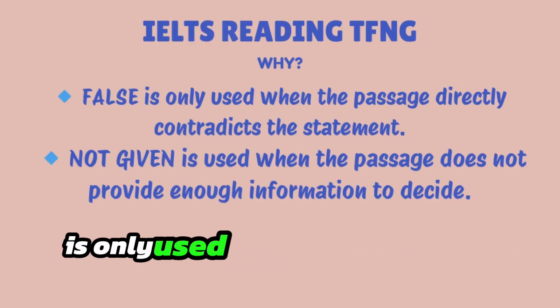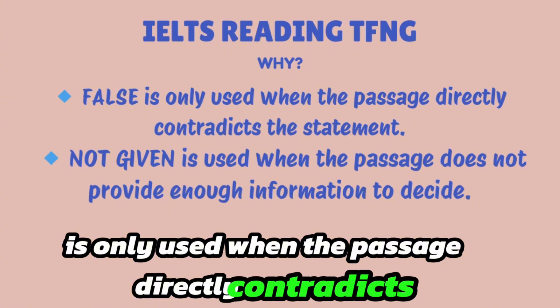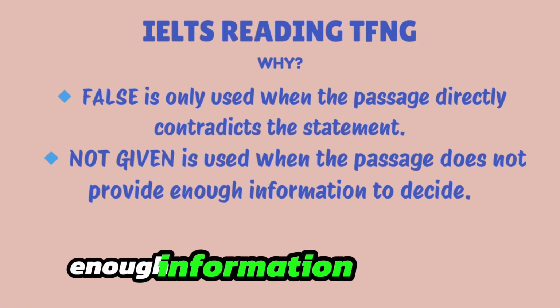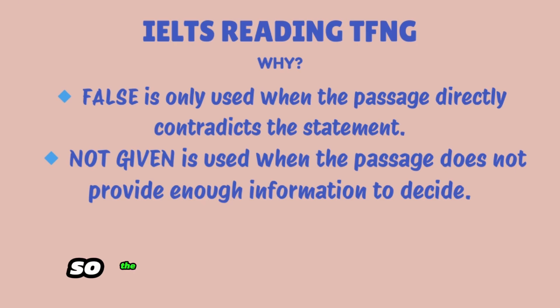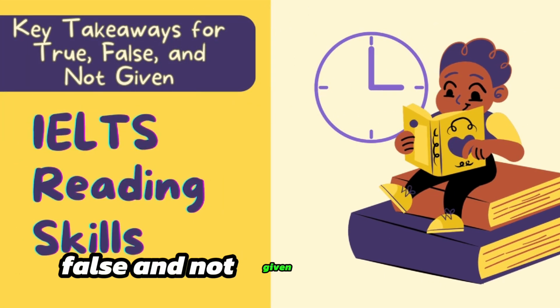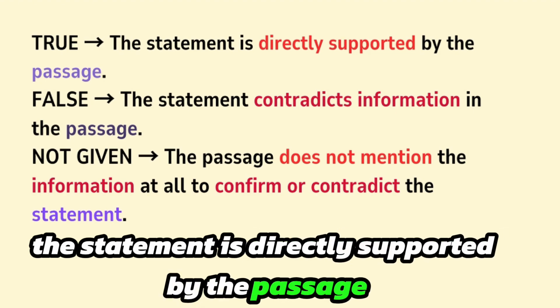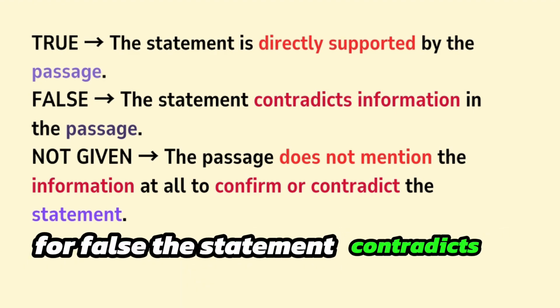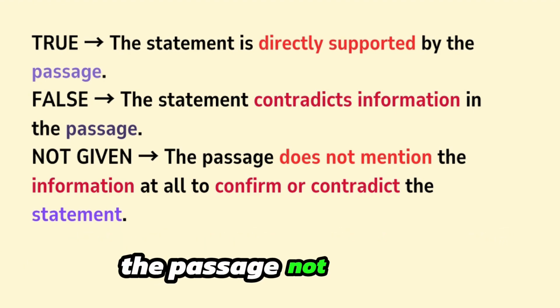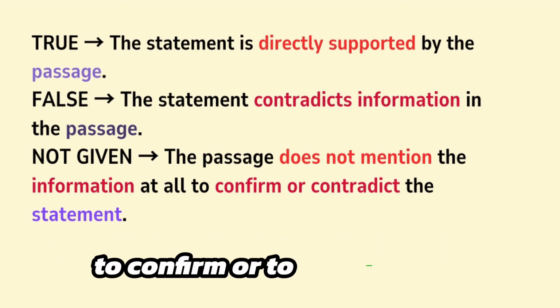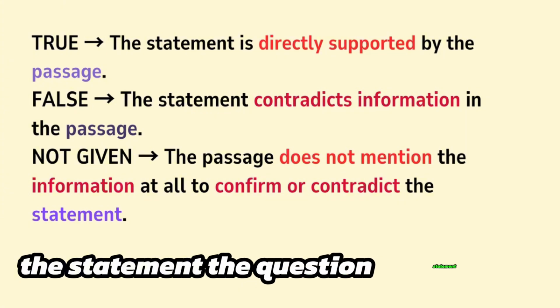False is only used when the passage directly contradicts, and not given is used when the passage doesn't provide enough information to decide. So, the key takeaways for true, false, and not given are: for true, the statement is directly supported by the passage. For false, the statement contradicts the information in the passage. For not given, the passage doesn't mention the information at all to confirm or to contradict the question statement.